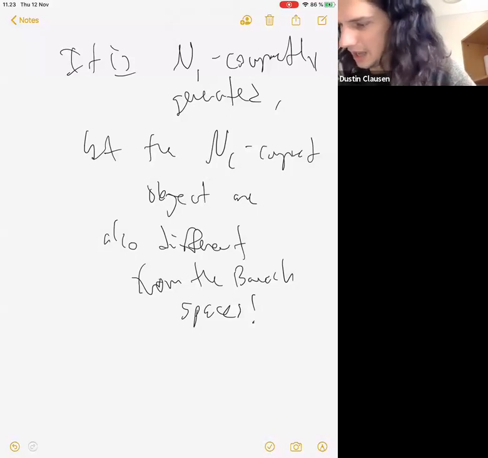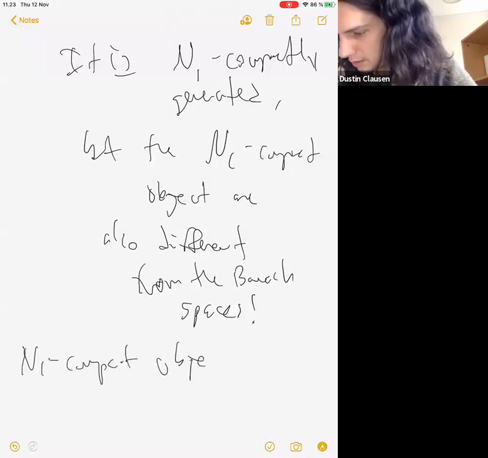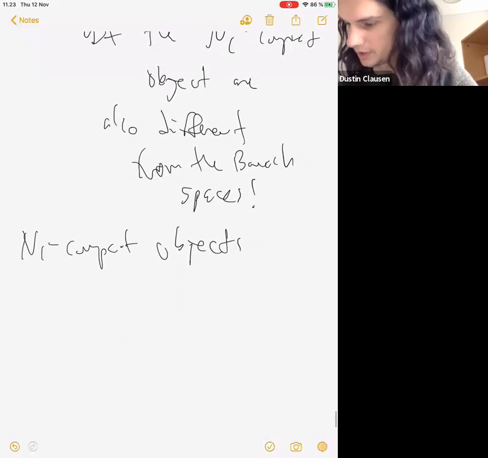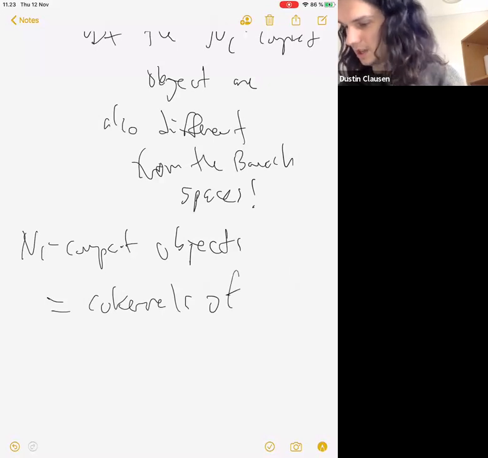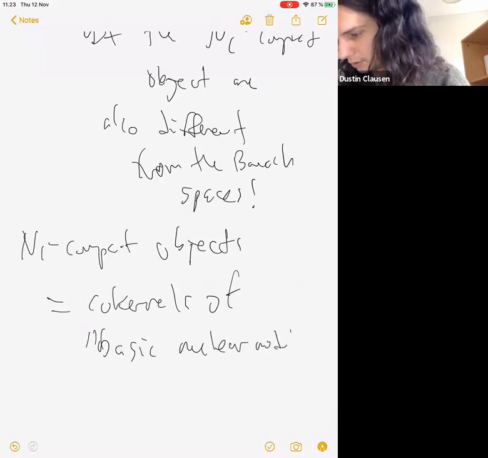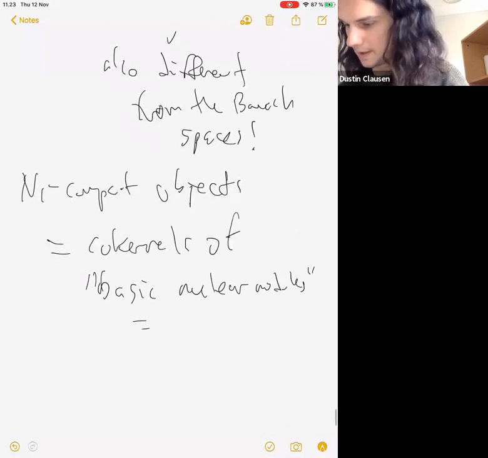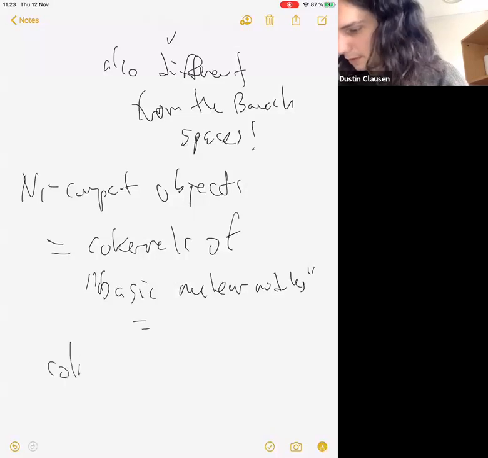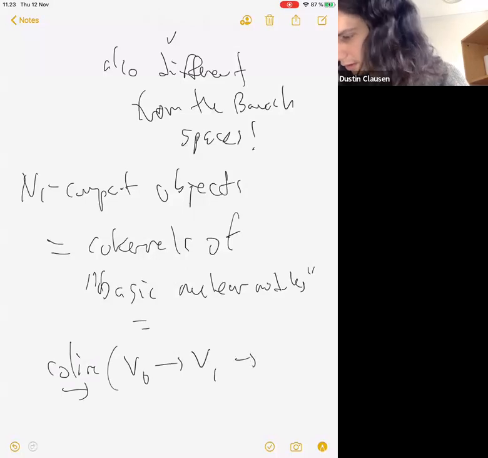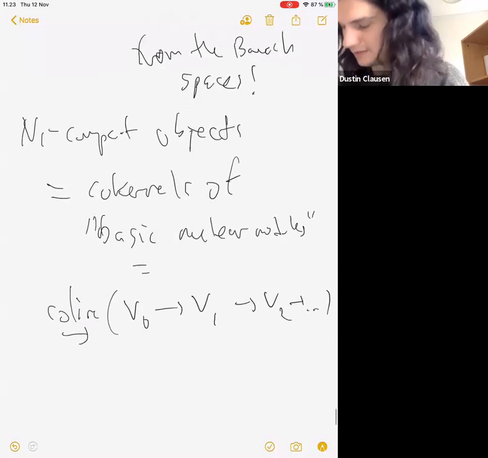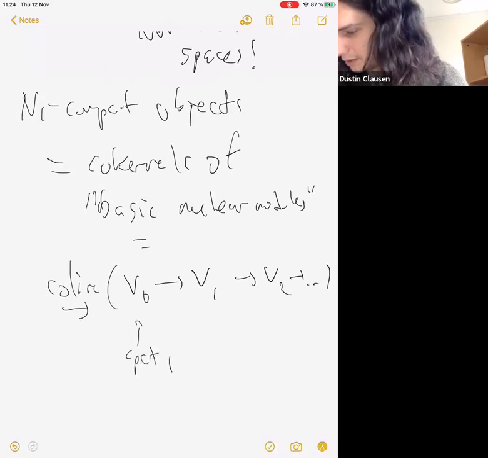Right, so what are the Aleph-1 compact objects? These are the cokernels of basic nuclear modules, which are sequential colimits of compact projectives under trace class maps.